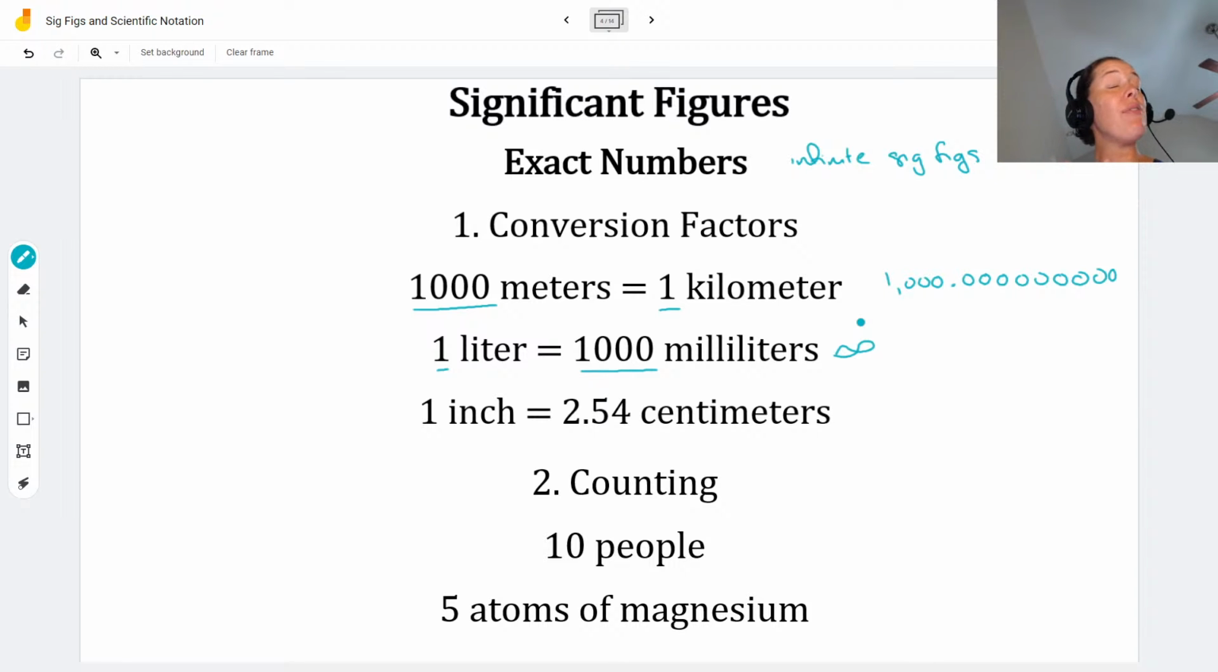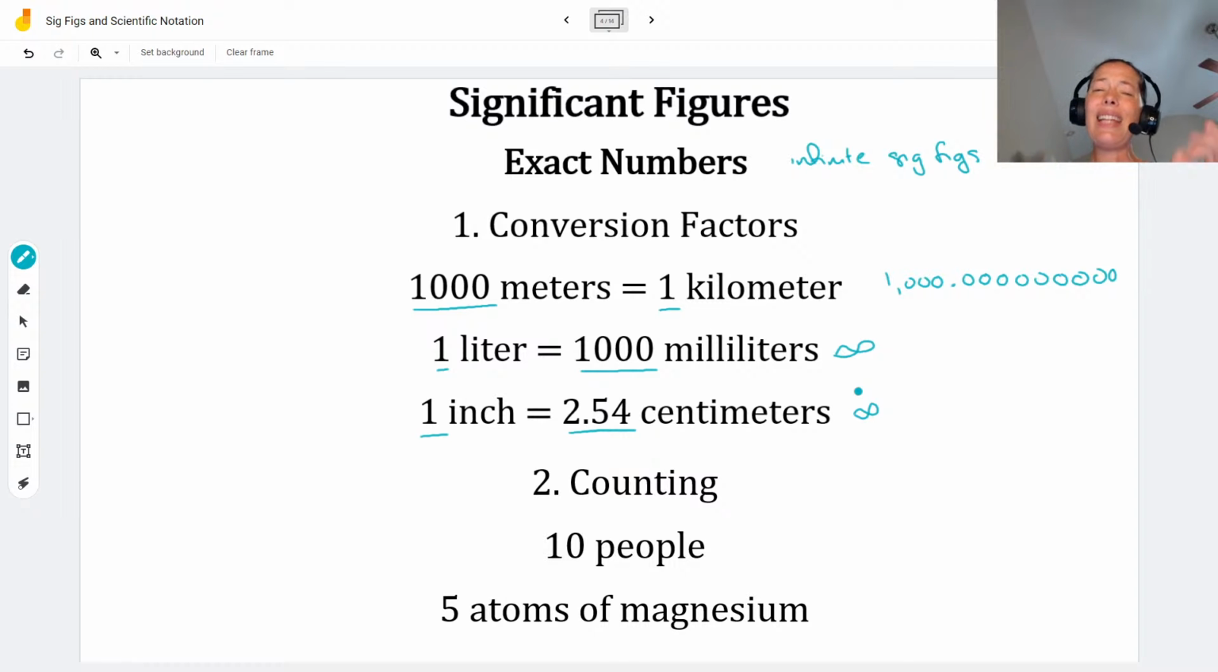Now, there are a couple of other kind of random exact conversions, and I just want to show you one of them here, and that is 1 inch equals 2.54 centimeters. That's something that you'll probably run across in your class at least a couple of times. That is an exact conversion, and because it is exact, it has an infinite number of sig figs.